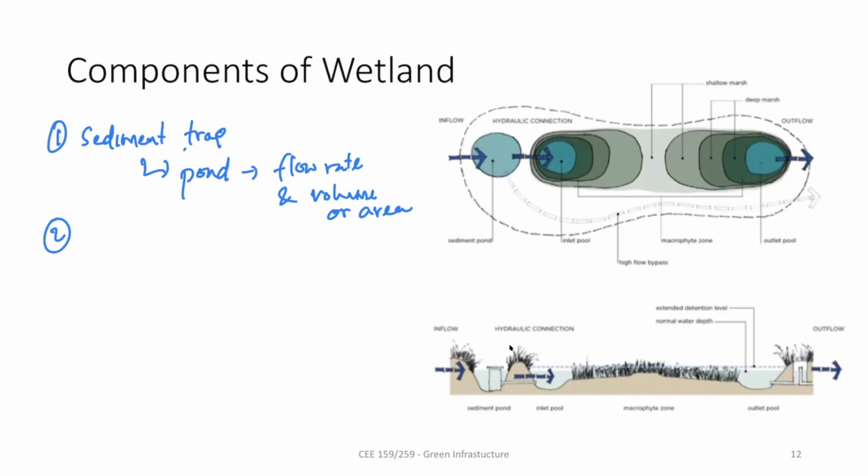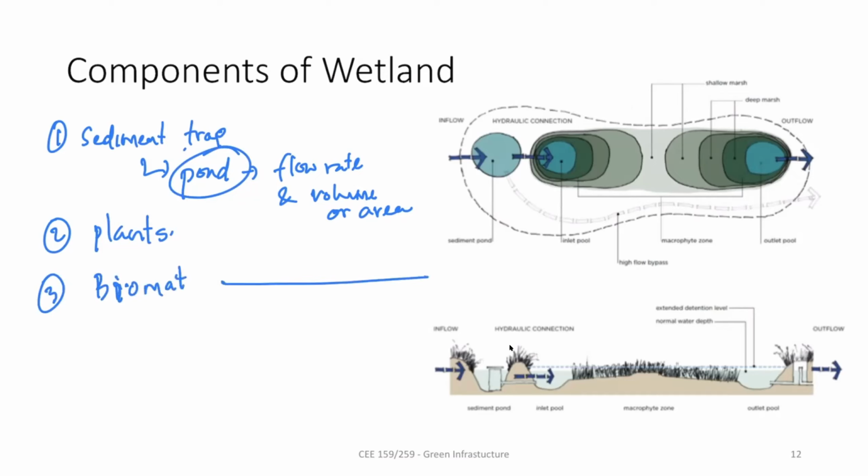So the pond is the first part, and then the second is plants or vegetation. This vegetation should survive in a wet climate, because these are going to be wetlands, which means you will have water all the time. So you need diverse types of plants that can survive. That's the second component. The third one, which we don't see here in the design, is the biomat.